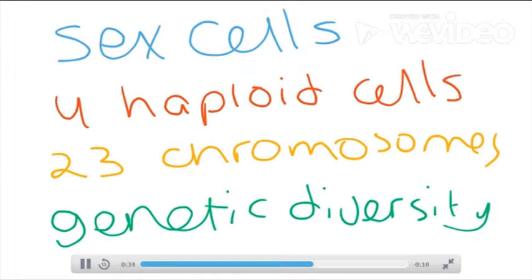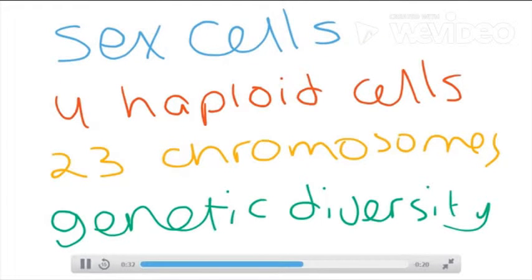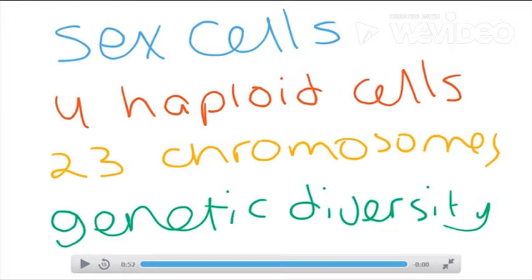What is meiosis? Meiosis is how sex cells reproduce. Meiosis is sexual, meaning that there is more than one parent. This produces 4 haploid cells, with one full set of 23 chromosomes each. The function of meiosis is to create genetic diversity through sexual reproduction.